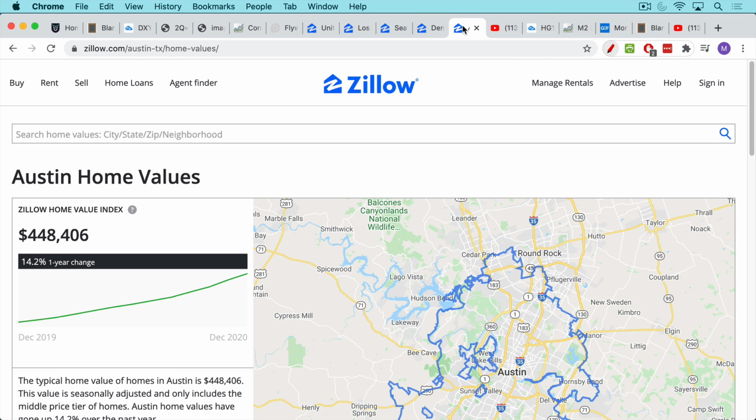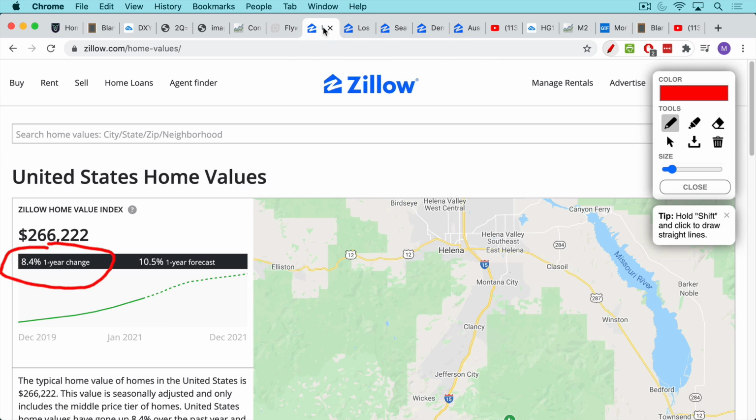Finally, Austin, which has really benefited from a huge outflow of people, especially from the Bay Area and from Silicon Valley and from California in general, up 14%. And so inflation is a very personal thing. If you want a house in Austin, if you want a house in Denver, Seattle, Los Angeles, your personal inflation rate is much closer to 10%. If you want a house anywhere in the U.S., on average, your inflation rate is 8%.